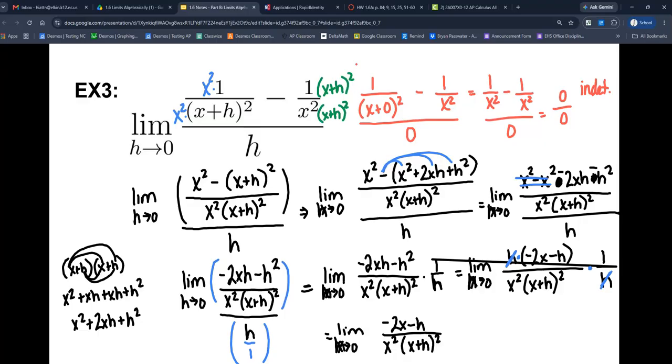All right, now it is h, not x. All right, h is approaching 0. So we're going to try direct substitution now. We're plugging in 0, so we're only replacing h's with zeros. Negative 2x minus 0 over x squared times x plus 0 squared.